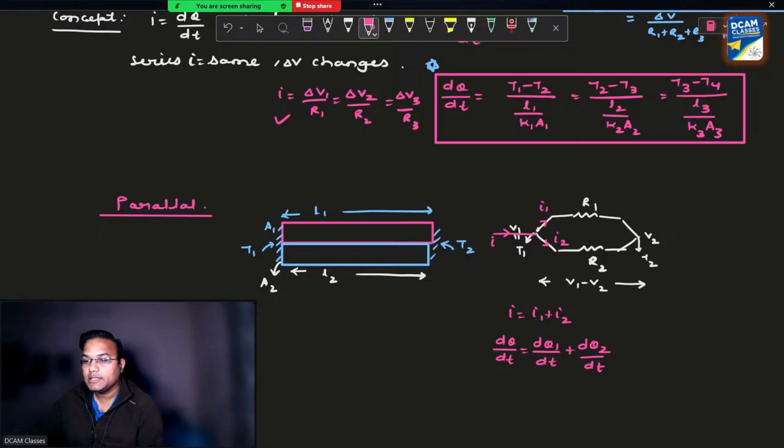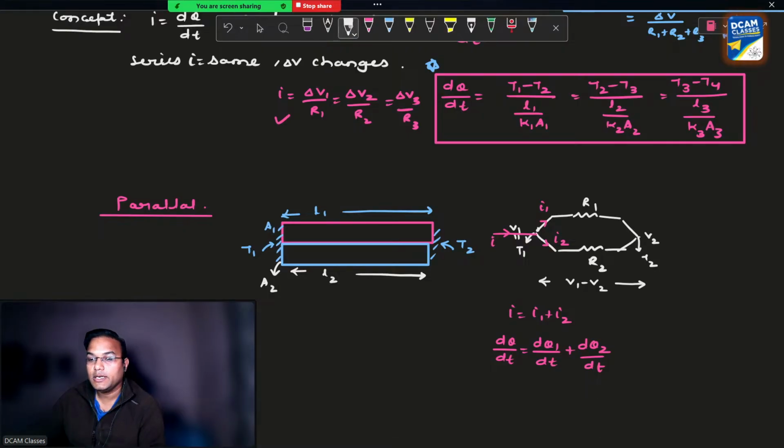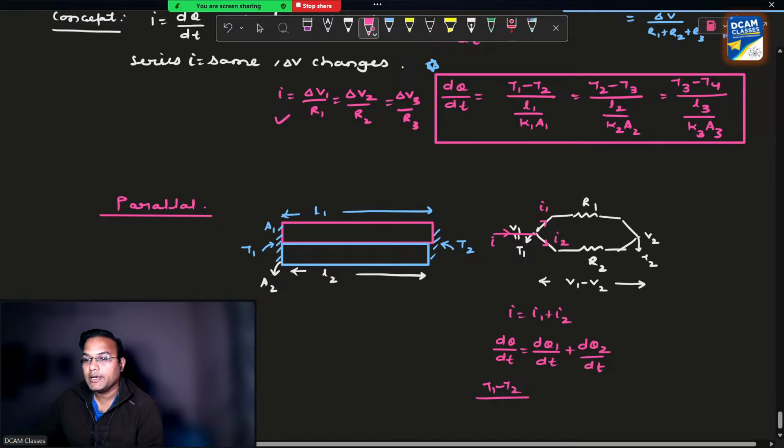dq by dt is v1 minus v2. Sorry, I actually get confused since I'm comparing. dq by dt is t1 minus t2 divided by L1 by K1 A1.